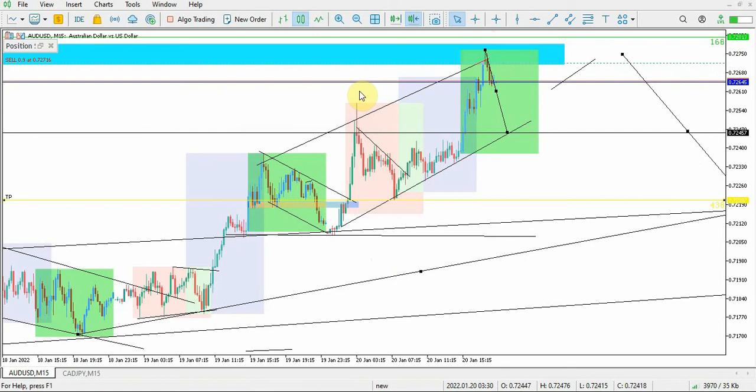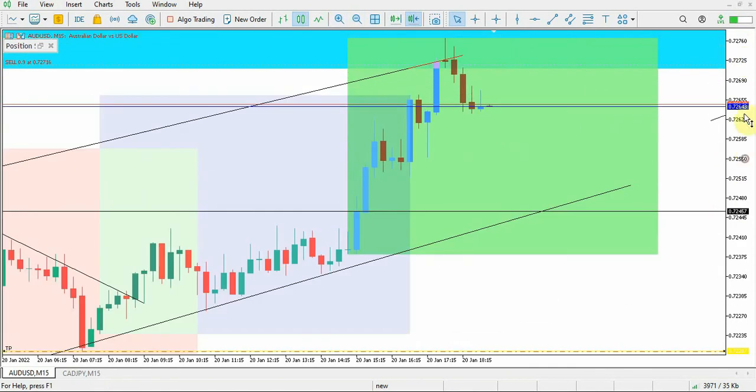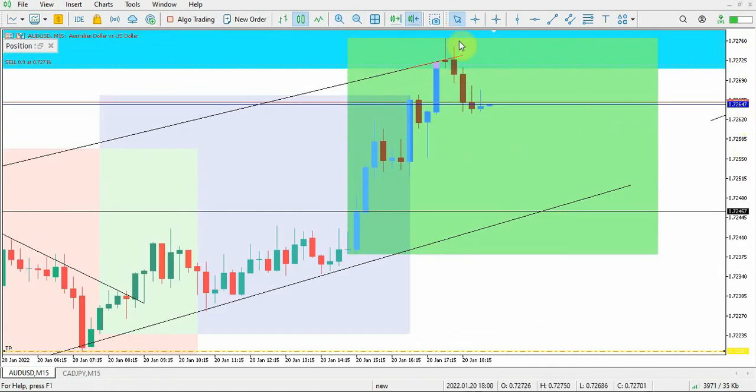So back at it, I entered the trade. Let me try removing this line. So as I said to you guys, I was waiting for some kind of heavy rejection candlestick that was going to be bearish, which I got, and that's when I entered the trade short, right?